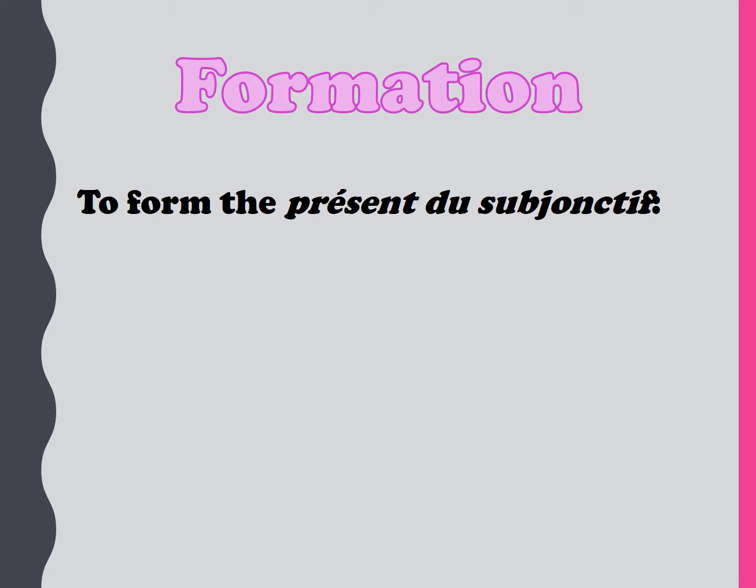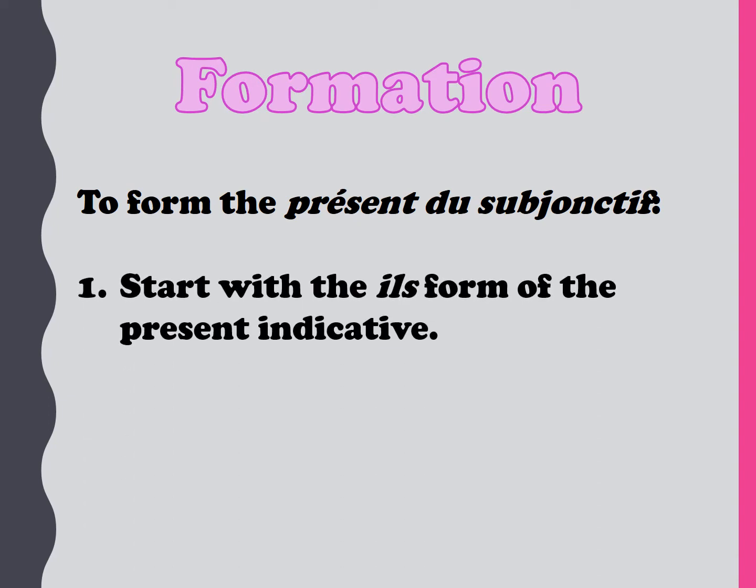To form the présent du subjonctif, you're going to start with the ils form of the present indicative. So you're going to take the present tense that you've been doing forever, and you're going to start with the ils plural form of the verb. And this is whether the verb is regular or irregular in the présent de l'indicatif. You are going to start with that form. And this is why it is important to be familiar with your irregulars as well. You're going to take off the ENT and only the ENT, and we'll do some examples in a moment that will show you why that is important.